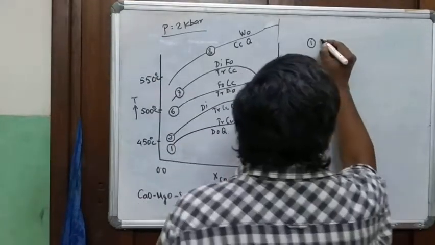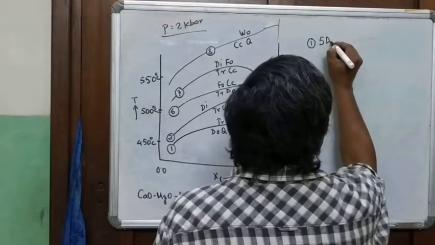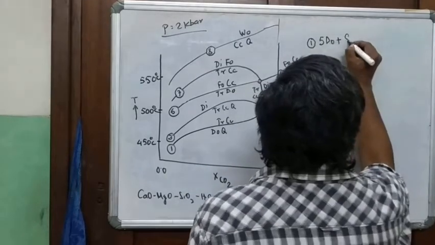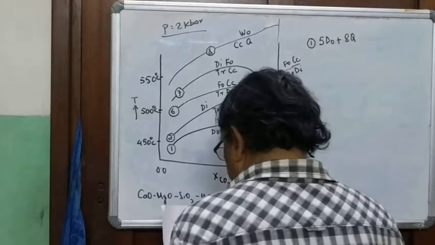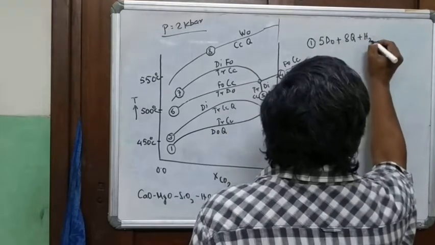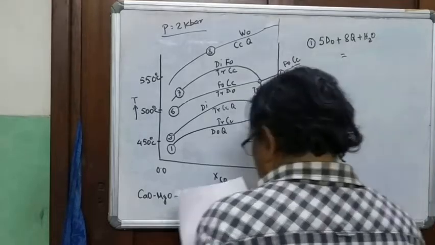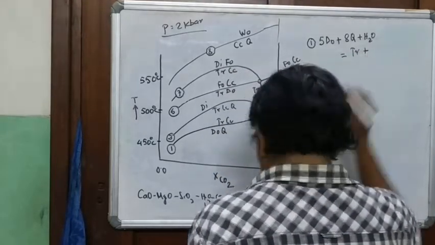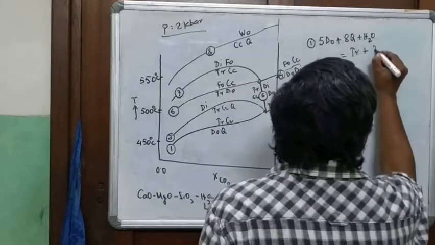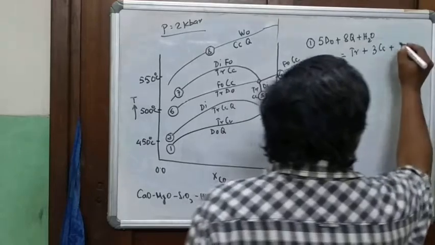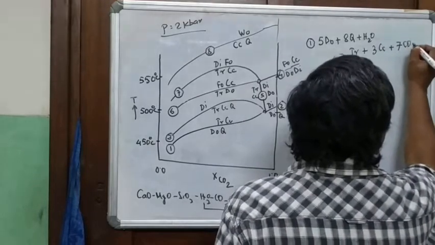This is 5 dolomite plus 8 quartz plus H2O is equal to tremolite plus 3 calcite plus 7 CO2.